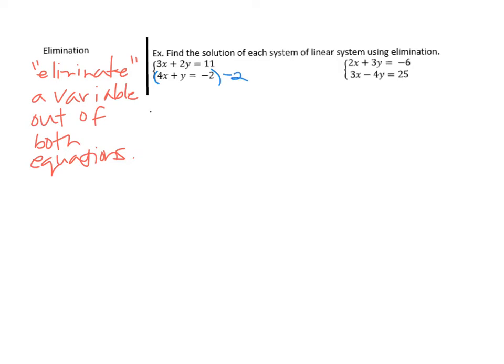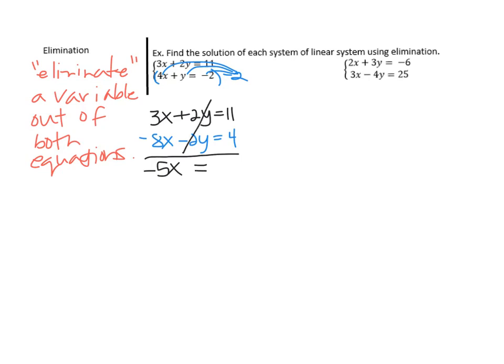I'll rewrite the first one, 3x plus 2y is equal to 11. And then if I distribute the negative 2 into all three parts, that would be negative 8x minus 2y is equal to positive 4. Now what I'm going to do is just draw a line and combine my columns vertically. If I add the x's together, 3x minus 8x would be negative 5x. The two y's, one's positive, one's negative, they eliminate. On the right, 11 plus 4 is 15.